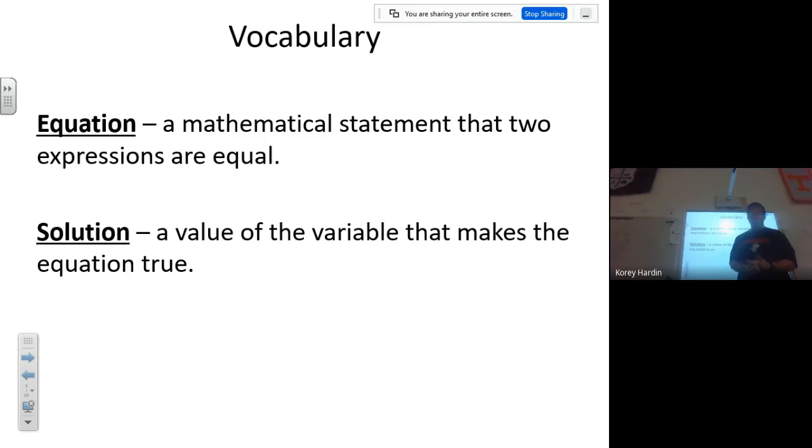So an equation is a mathematical statement that two expressions are equal. You do need to copy that definition down. A mathematical statement that two expressions are equal. Now, once you have copied that down, underline equal for me, because that's what's important about an equation. Okay, and it even sounds like it: equation, equal. Both expressions are equal, okay?